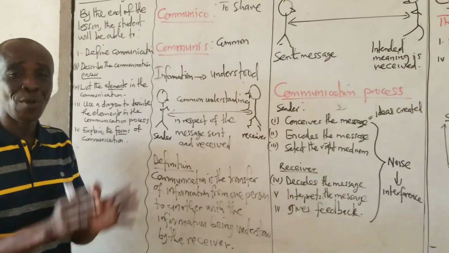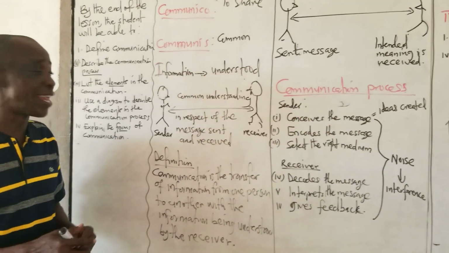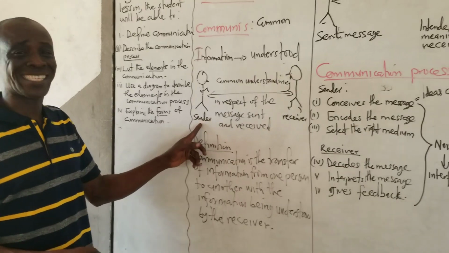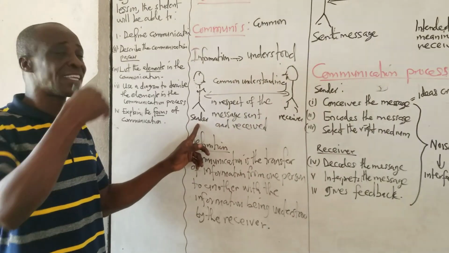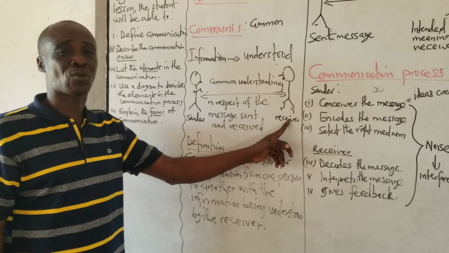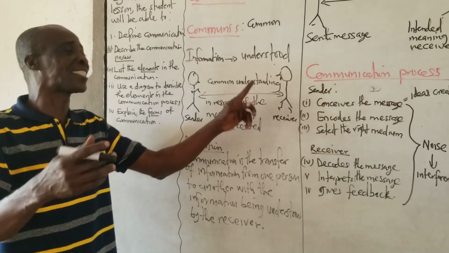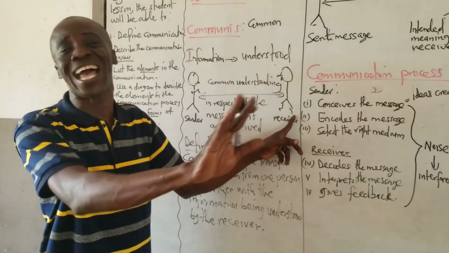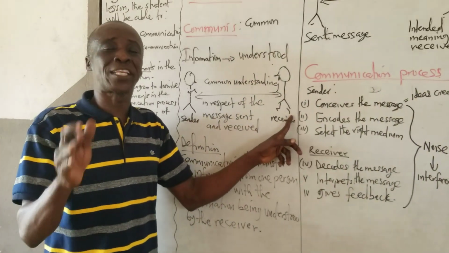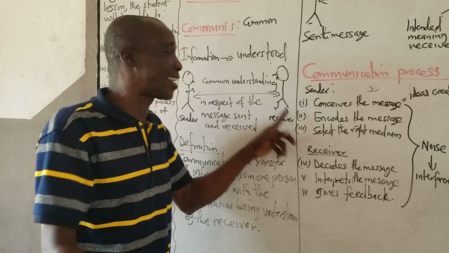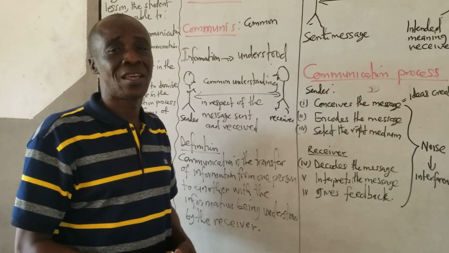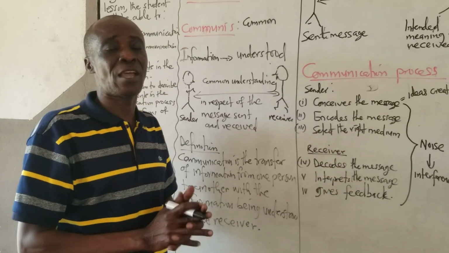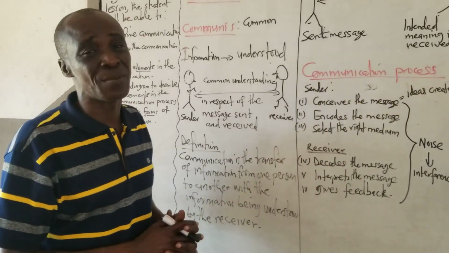So in brief, when you say communication, you are looking at a process where somebody called the sender gives information to another person called the receiver, and the receiver understands. The key word in communication is understanding. It is when the receiver understands the message that is sent to him and gives the right reply or feedback that we say communication has taken place.